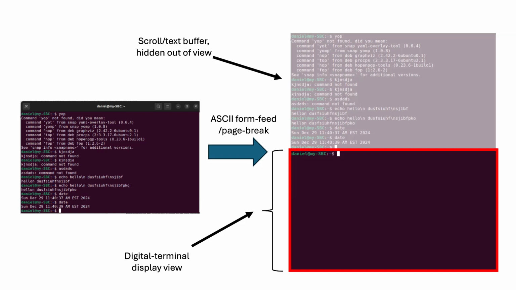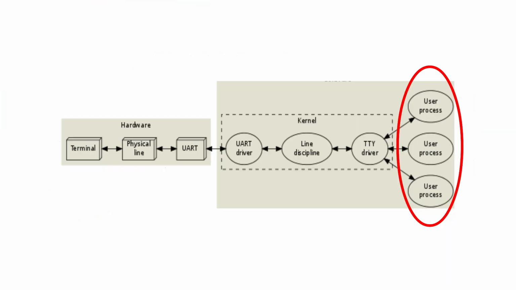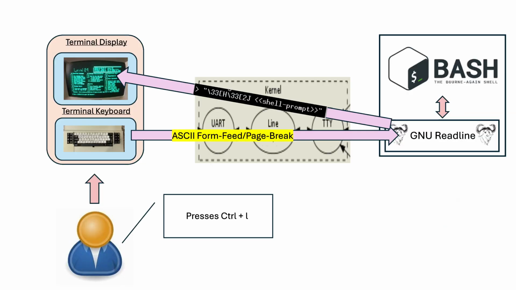This functionality is simulated on modern digital terminal workflows. Instead of ejecting paper, text shown on the screen is simply shifted upwards in the text buffer past the screen, creating the illusion of a new page. As you scroll up in the terminal's text buffer, you will find the text that was supposedly ejected off the screen. DEC-VT hardware doesn't inherently support the form feed pagination functionality. Printing a form feed character to a DEC-VT terminal is pretty underwhelming. Instead, pagination functionality is implemented by user space software rather than the terminal itself. When a user presses Ctrl L while operating a shell, for example, the form feed character is passed from the terminal keyboard device to the shell program.